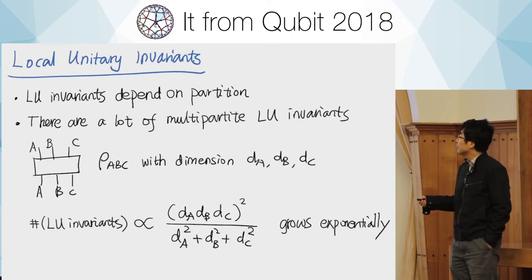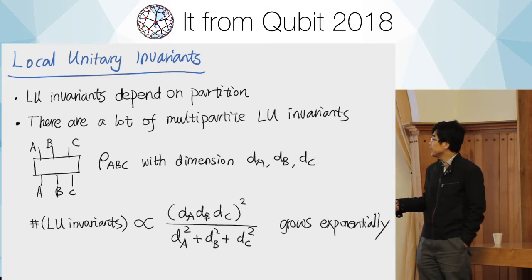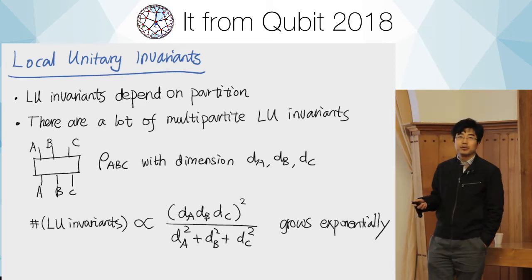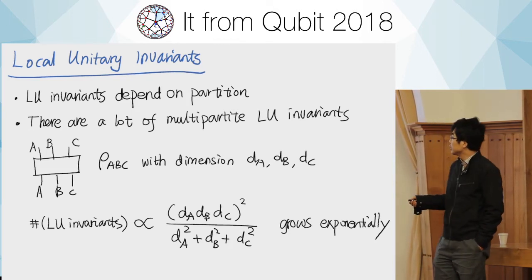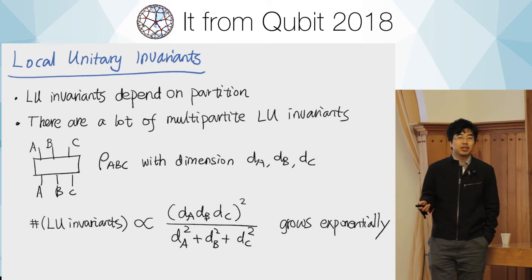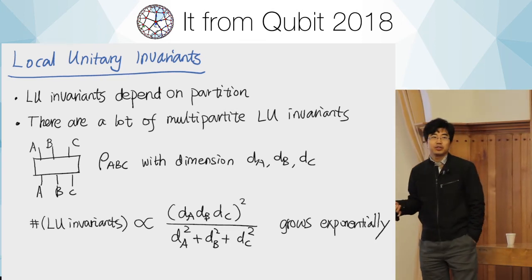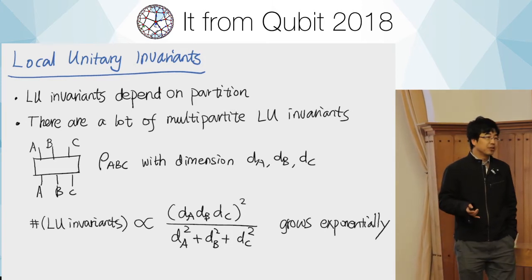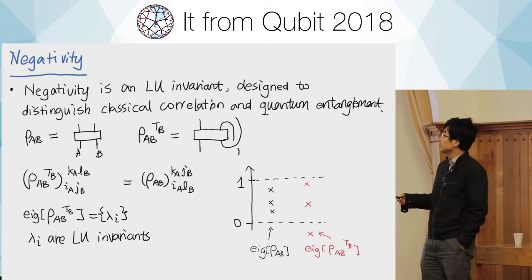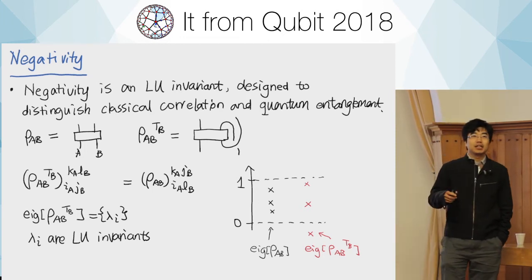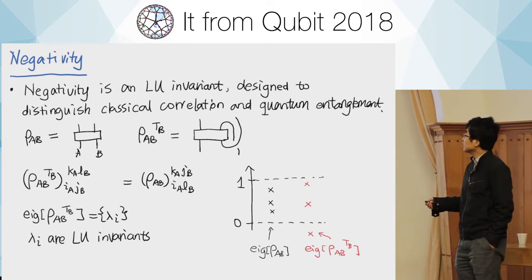And of course, there are many of them, because if you count how many invariants satisfy the symmetry, it grows exponentially with the size of your system, because the unitaries acting on each subsystem form a group much smaller than the unitary group of the whole system. So you have many such invariants. Most of them we don't know anything about. And negativity is another invariant like this, which is slightly more sophisticated than entropy.